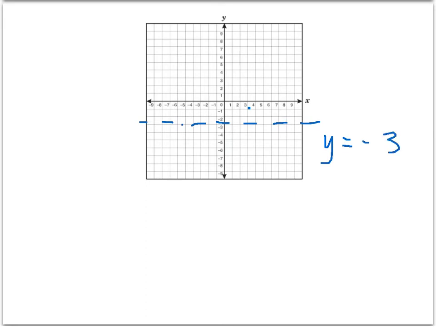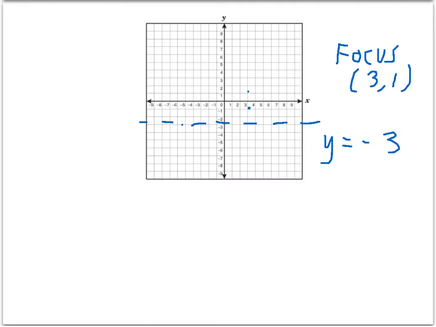Our focal point then is going to be up here at this point, which is a distance of 2 bigger than the vertex there. So there's our focus point. So our focus is going to be that particular coordinate there, which is (3, 1).